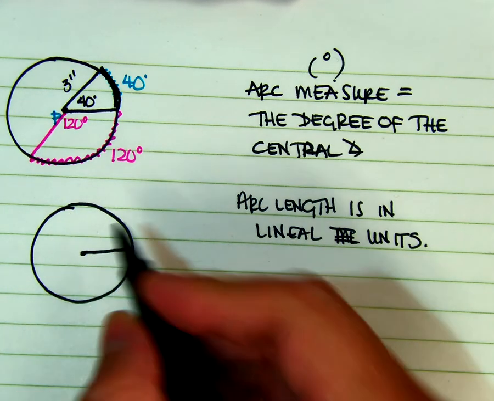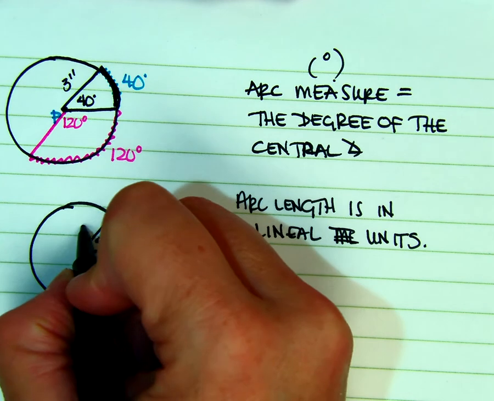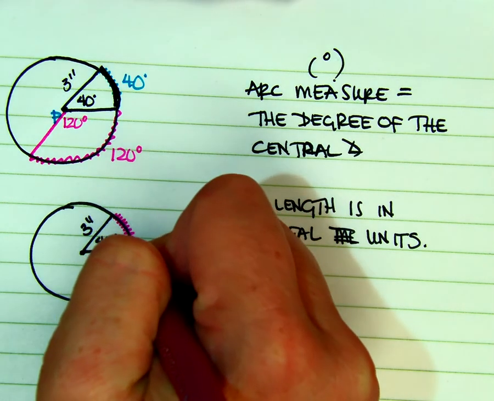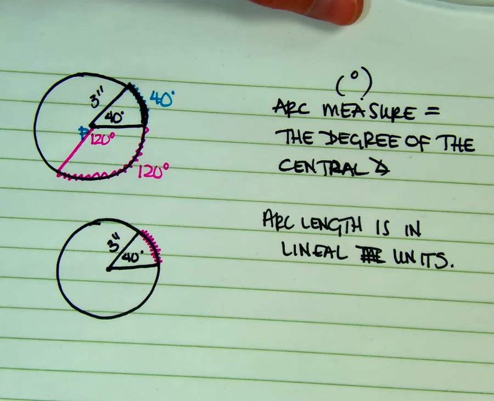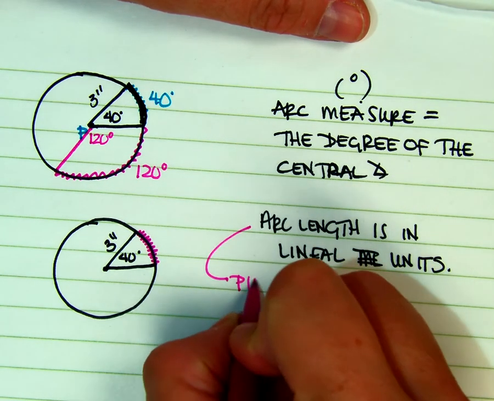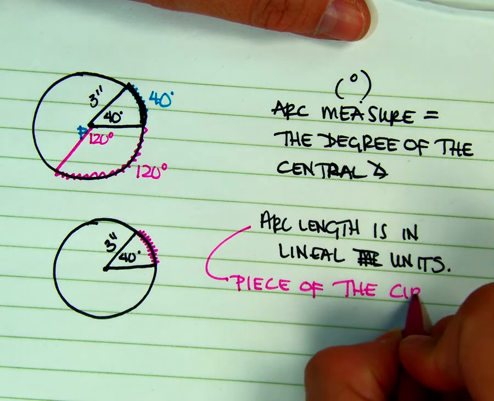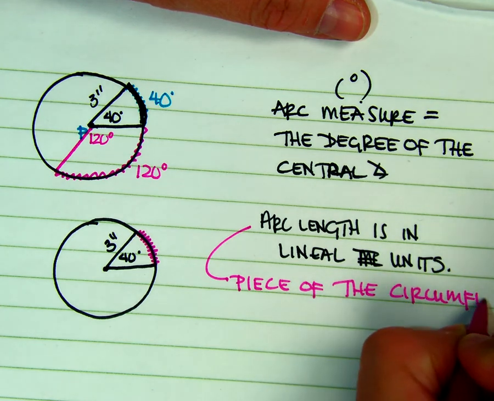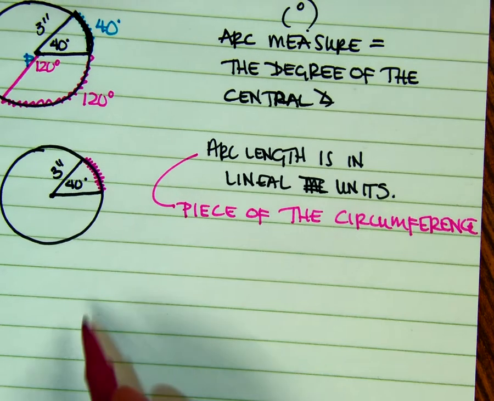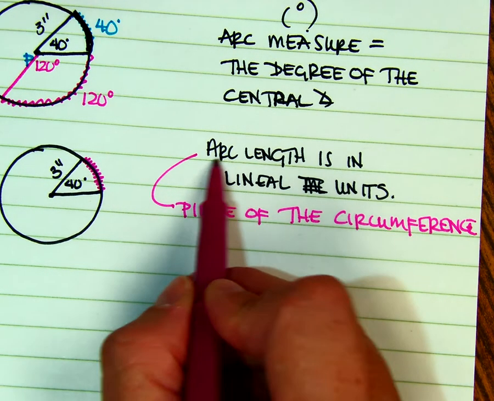Okay, so I'm going to clean this up a little bit. So if this is 40 degrees, and this is the 3 inches, if I want to find out how long this is, right from here to here, think of this as I'm finding a piece of the circumference. So arc length is a piece of the circumference. Okay, so if I know the whole circumference and I just want a piece of it, then I'm going to use a formula for arc length.